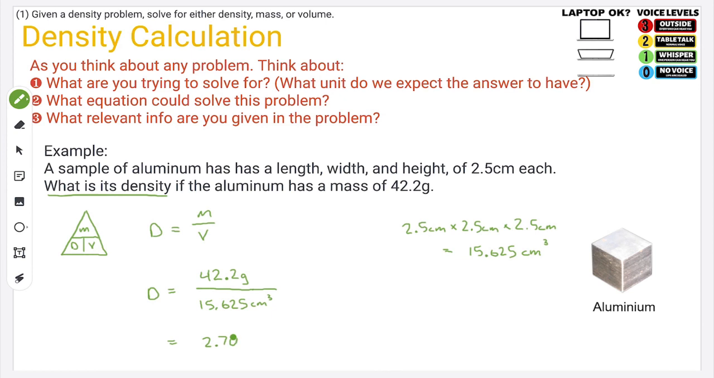2.70. And what's my unit here? Notice that my units do not cancel out. So that means they stay in my answer. Grams per centimeters cubed, right? Grams is on top, centimeters cubed is on the bottom. So that is a unit of density, right? So that's my answer.